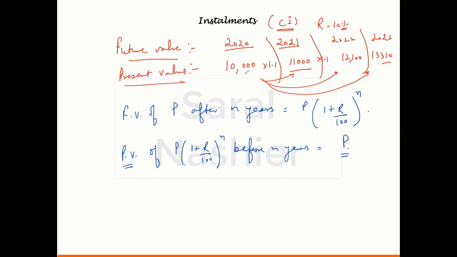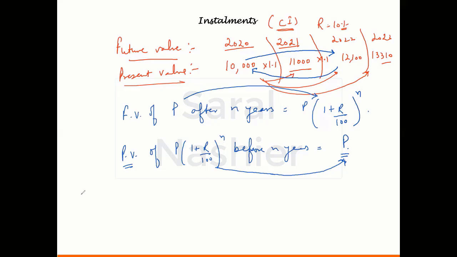So basically, for this 10,000, this 12,100 is the future value after 2 years. And for that 12,100, this 10,000 is the present value 2 years ago. So how do you get the future value? By multiplying by (1 plus R by 100) raised to the power n. How do you get the present value? By dividing. If you divide by (1 plus R by 100) raised to the power n, you get the present value.